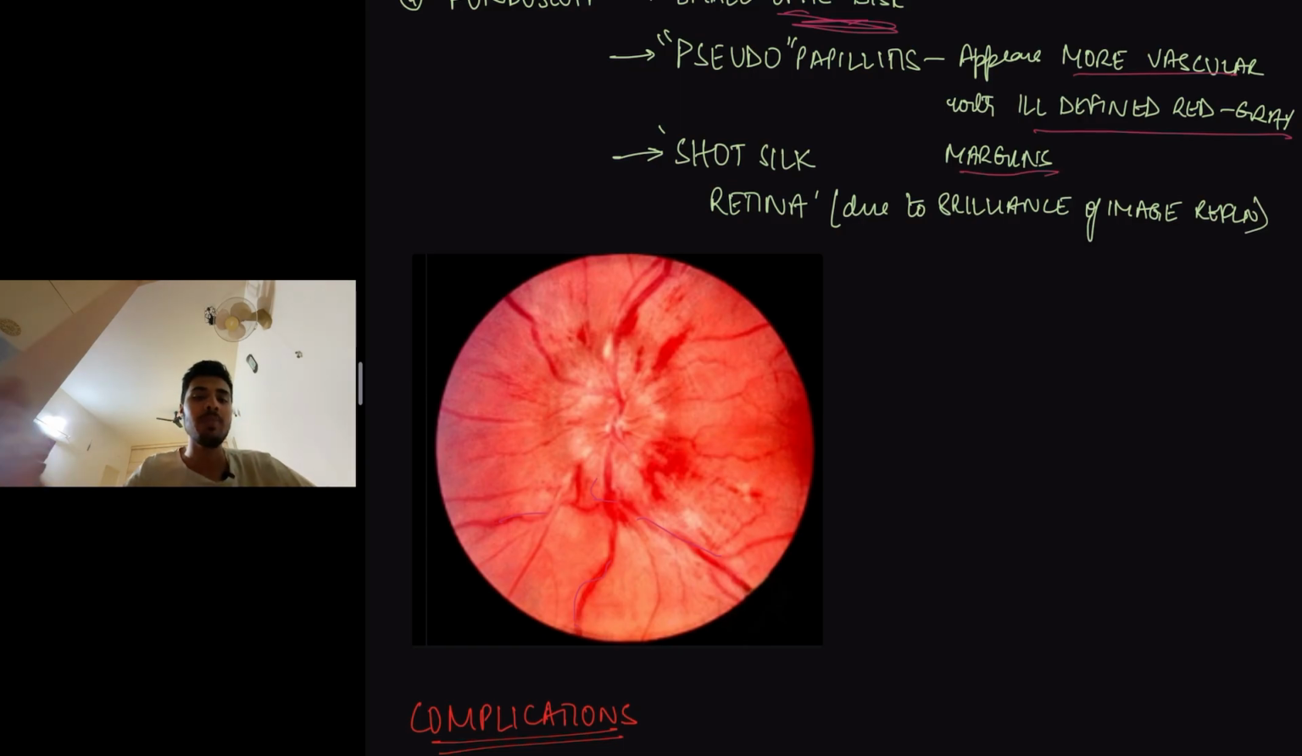Think about it. The number of blood vessels is the same in an emmetropic eye, that is a normal eye, and in a hypermetropic eye. But in a hypermetropic eye, the fundus is smaller. So the same amount of blood vessels get crowded into the fundus. So now it appears as if the fundus has more blood vessels than normal. But actually, it has the same vascularity. Because the fundus is smaller, it appears more vascular. Hence it is known as pseudopapillitis.